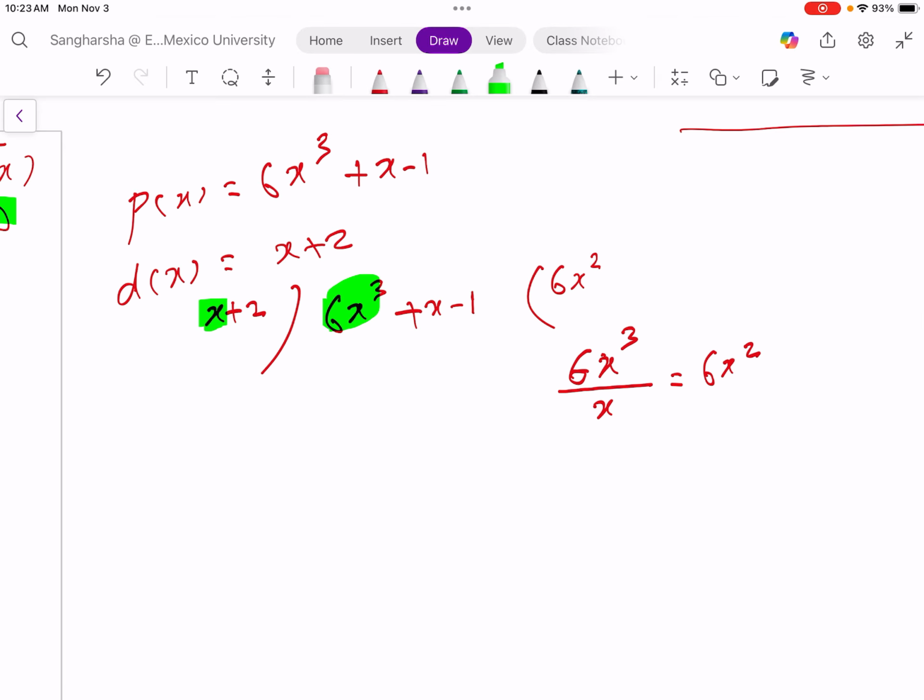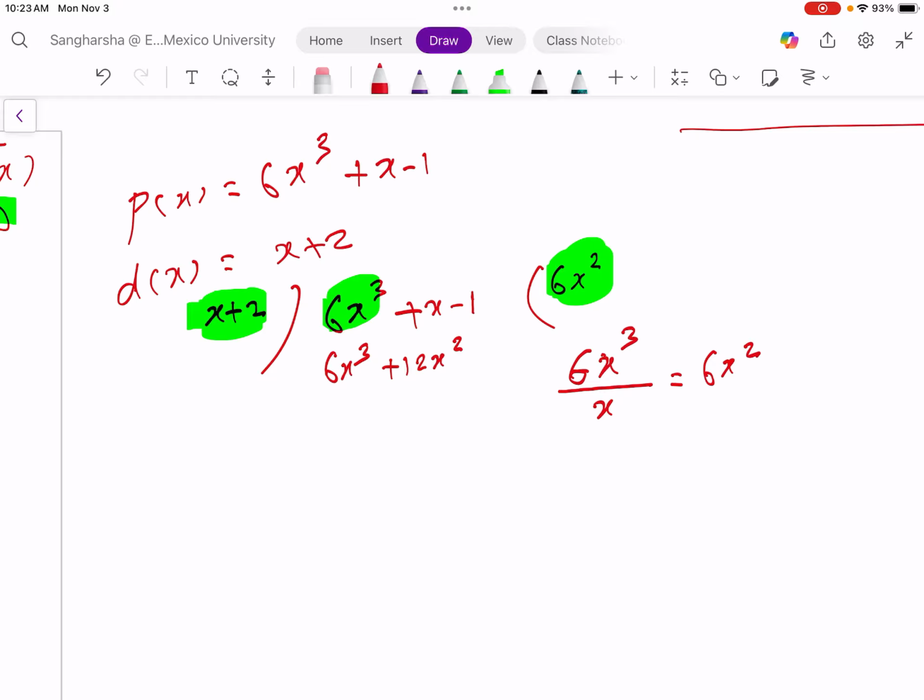Next step, we multiply 6x squared and every term of the divisor. So this is our divisor. We are multiplying with this 6x squared, okay? So 6x squared times x is 6x cubed. 6x squared times positive 2 is positive 12x squared.